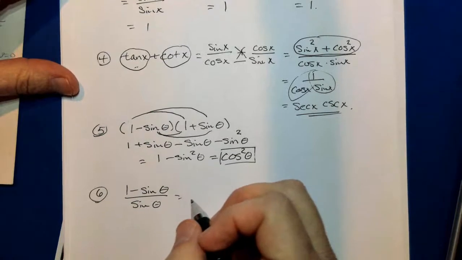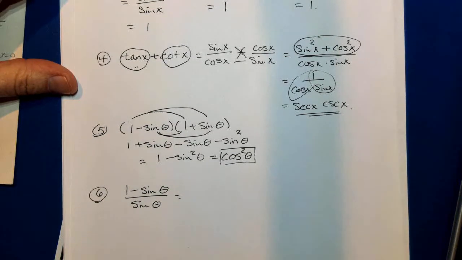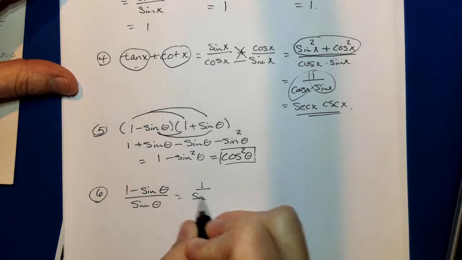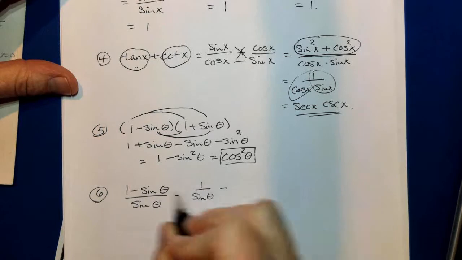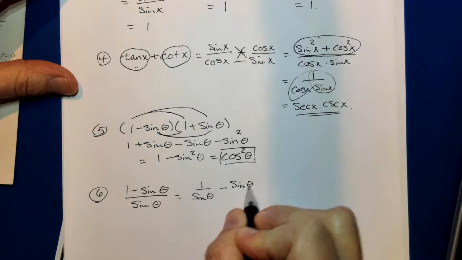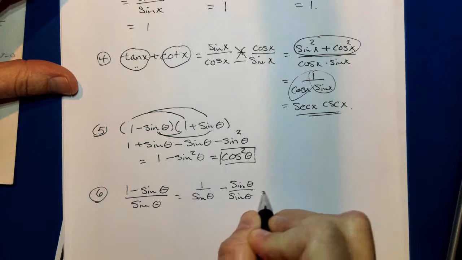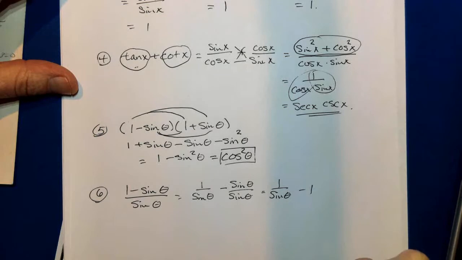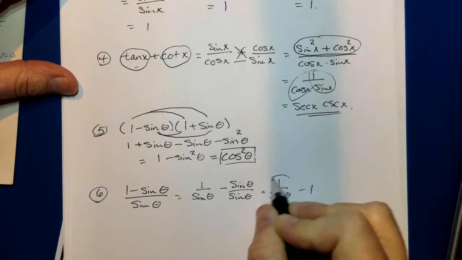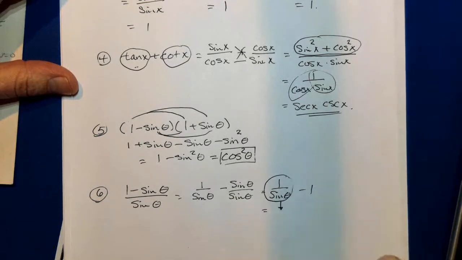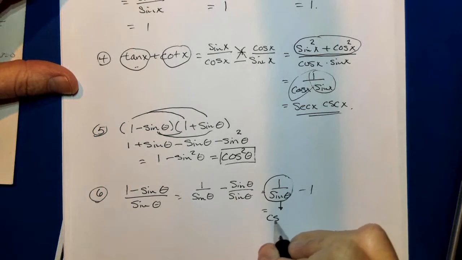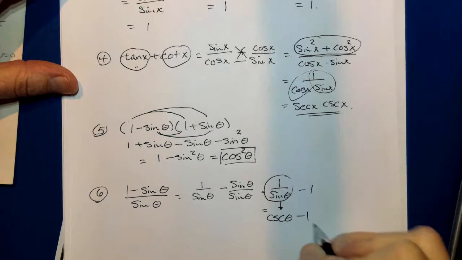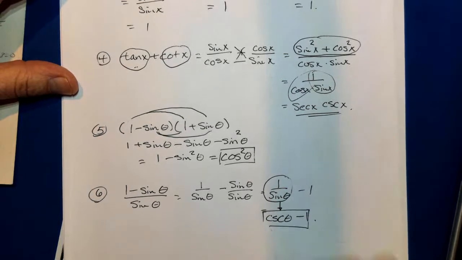So when we look at this, we're going to use a property of fractions since this has a common denominator. So we're going to separate this into 1 over sine theta minus sine theta over sine theta, which would be 1 over sine theta minus 1, which is, oh, we need a substitution. 1 over sine theta. Do you remember? Cosecant theta is equal to 1 over sine theta. So we have cosecant theta minus 1. We have our simplified answer.